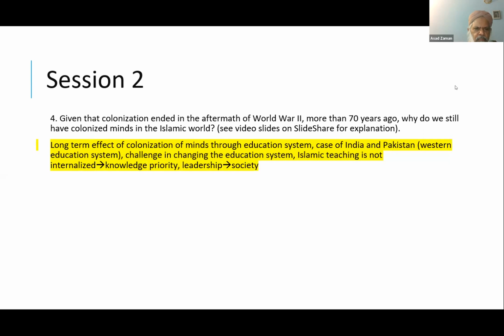And the fourth question, given the colonization already ended more than 70 years ago, why do we still have colonized mind? We identify that this is the long-term effect of the colonization of the minds through our education system, and it is a kind of challenge to change the education system. They already use Western-oriented. So this is why we still have our mind being colonized, because we still have the ongoing Western education system in our life.